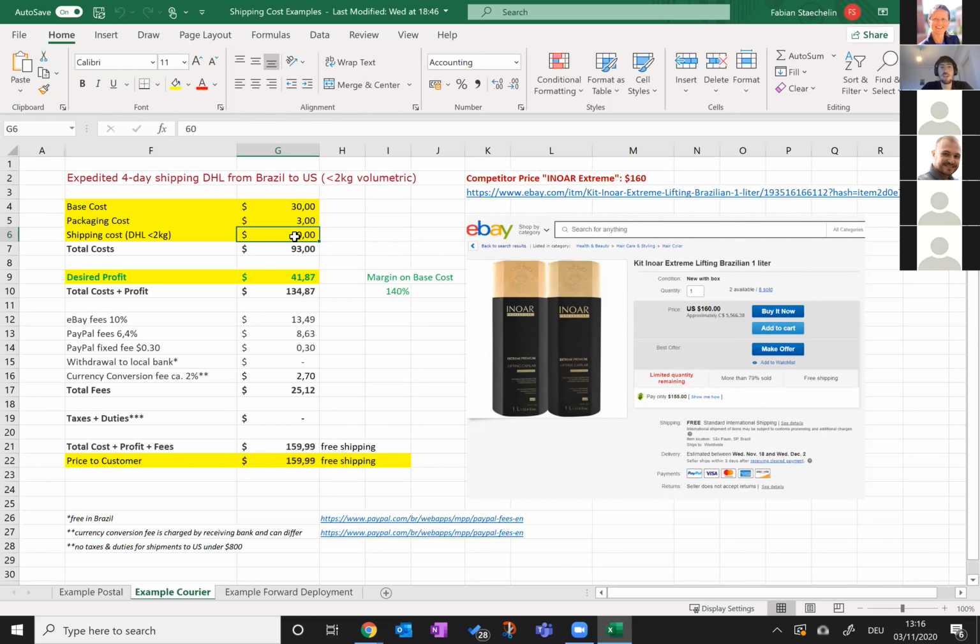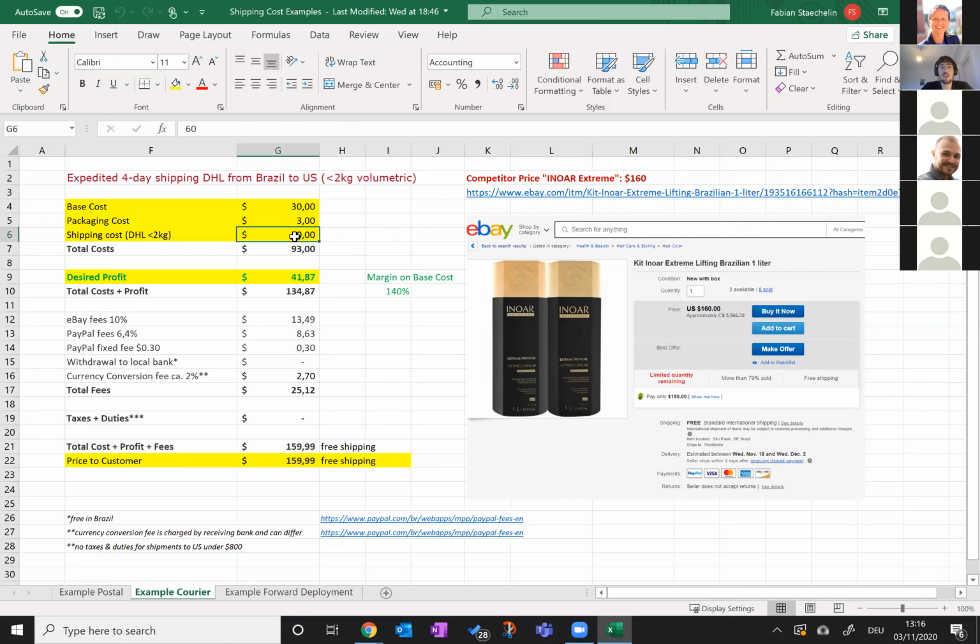And what happens is, with $160, you would actually be competitive, and you could sell below this seller's price, which is what you want to do whenever you try to break into a new market. You will likely have to charge a lower price at the beginning at least. Okay, so these are the shipping models that I've seen work.